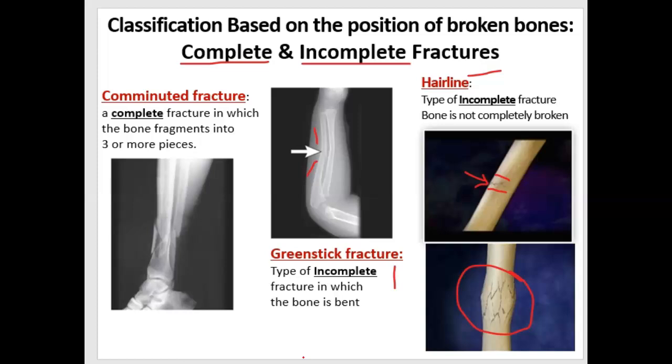It's like a green stick. You can bend it and maybe one side will begin to fray, but the whole thing won't snap into two. That's where the name comes from. So this is an example of an incomplete fracture. This is common in children whose bones are still growing and are not completely hardened yet.